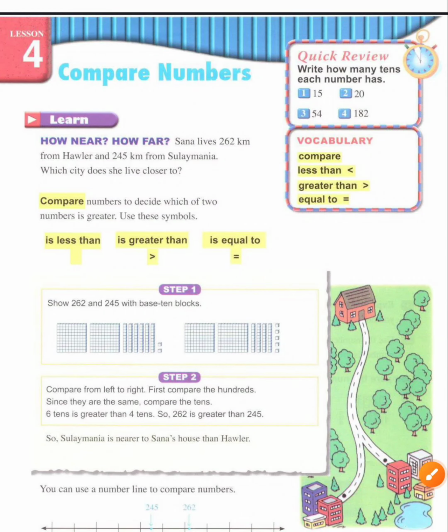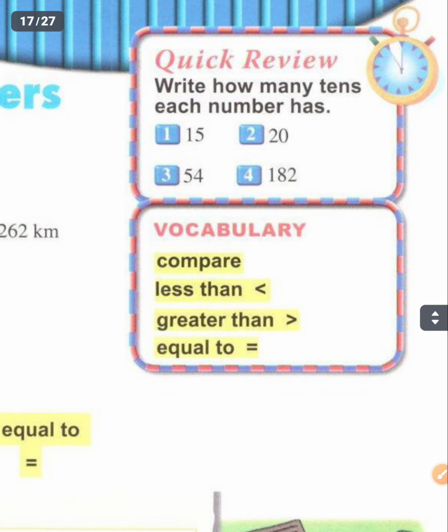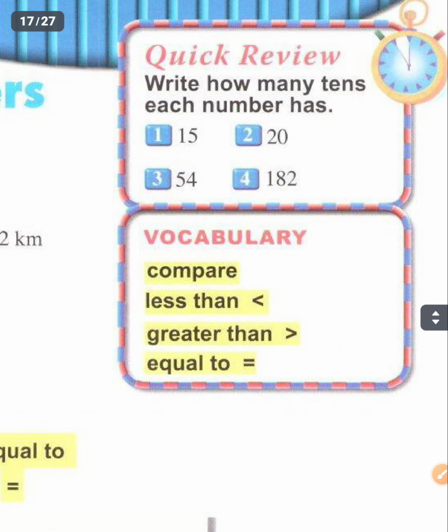So hello and welcome. Today we will discuss lesson number 4, and we will compare numbers. At first we must do a quick review. We write how many tens each number has. So let's start together. Task number 1: 15.